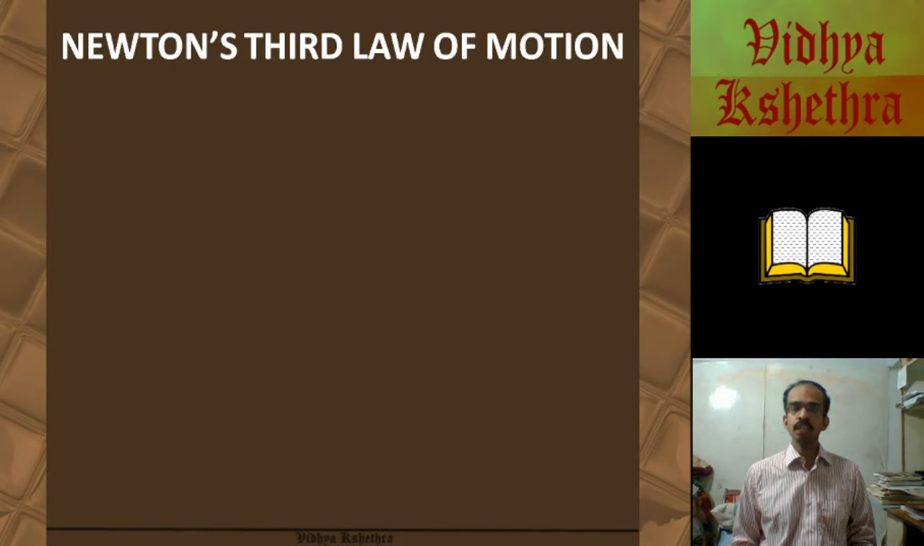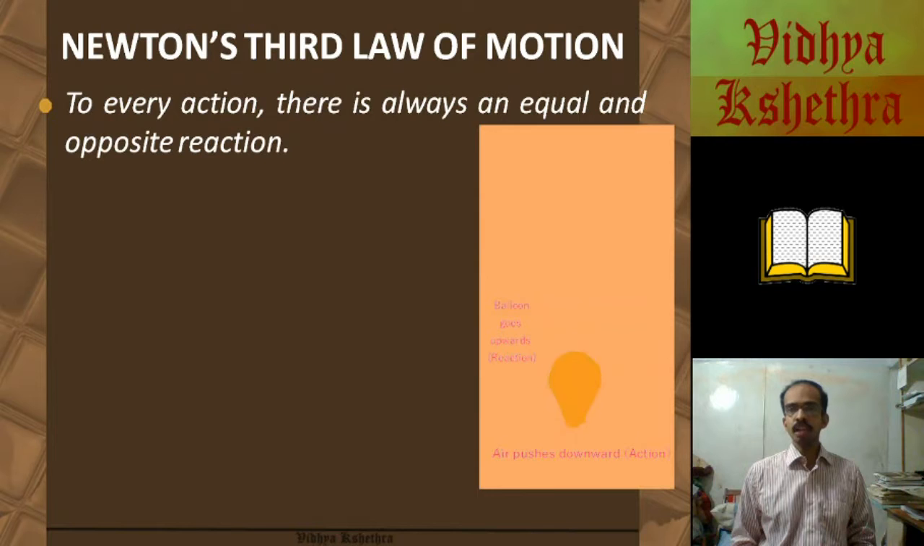Now, we can see the statement for Newton's third law of motion. It states that to every action there is always an equal and opposite reaction. As shown in this figure, let the air in the air-filled balloon be let out. The air exerts a force which makes the balloon go up. In this case, the balloon goes upwards, that is the reaction, while the air pushing downwards is the action.